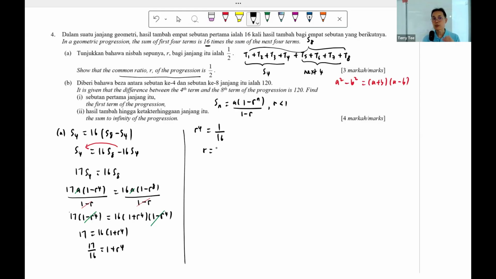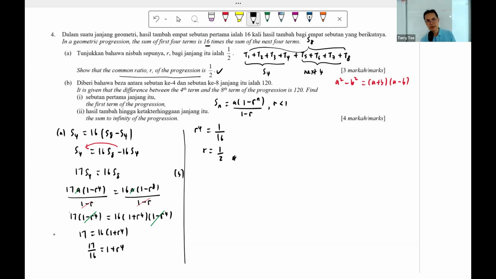When you root it, you can put plus minus. But the question didn't mention that you have to take positive and negative, and the question asks to show that r is 1 over 2. So I think we can just root it and write this. By right, we should have a plus minus, but the question maybe should have mentioned that all the terms are positive. Since the question asks you to show that r is 1 over 2, we can just take r is 1 over 2. Now, part A, we're done.